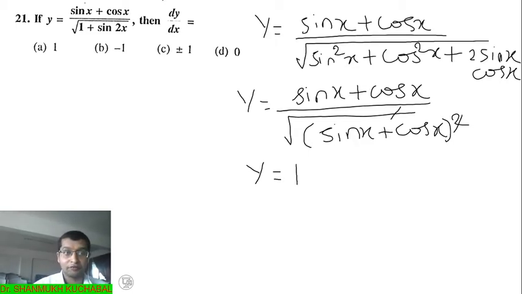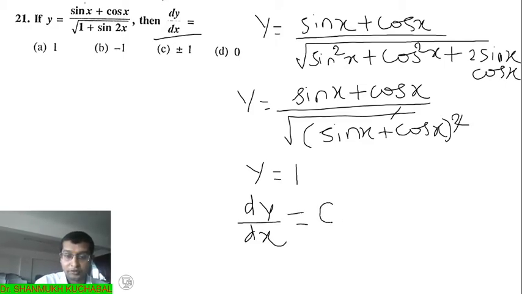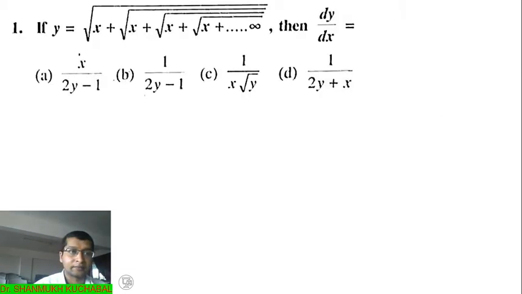Further, we should not take this as the answer because we need to find dy by dx. Differentiating this, dy by dx is the differentiation of 1, and the differentiation of a constant is 0, therefore option D is the right answer. Now we will move to our next example.